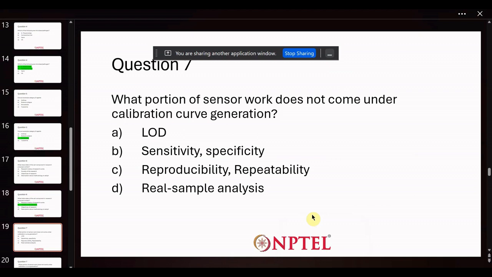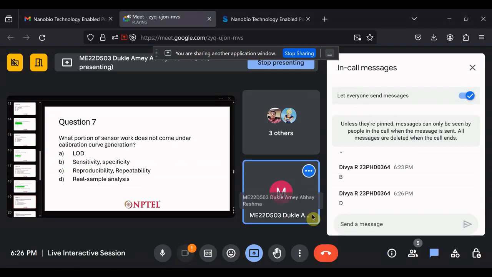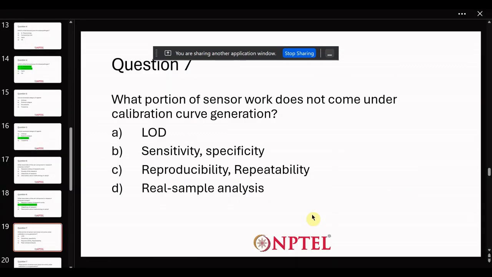Which portion of the sensor work does not come under calibration curve generation? Limit of detection, that is LOD, sensitivity, specificity, reproducibility, repeatability, real sample analysis. This is a single choice question. The answer is real sample analysis.